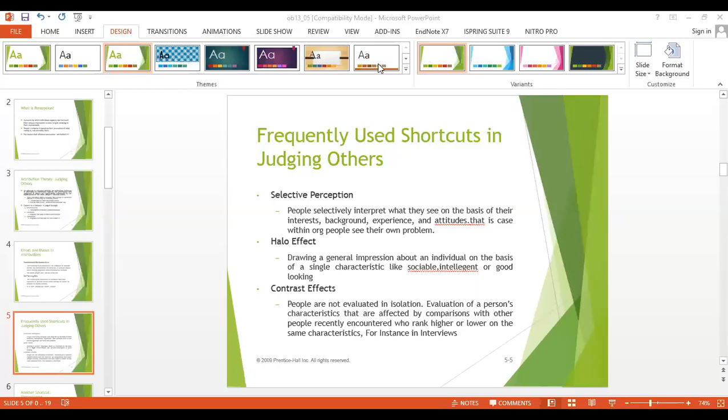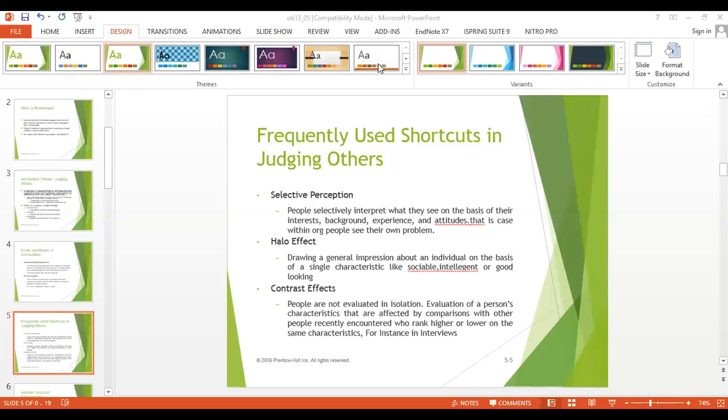Bismillahirrahmanirrahim. This is our second part of the same chapter, perception and individual decision making. In other terms, it is the latest Robbins book. This chapter is also called the perceptual process.